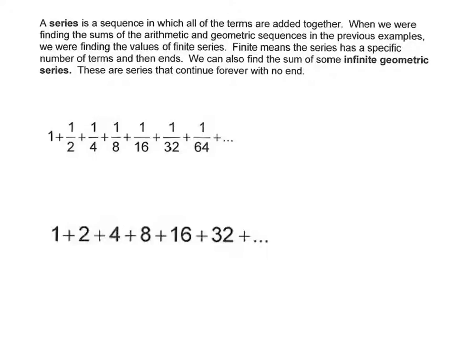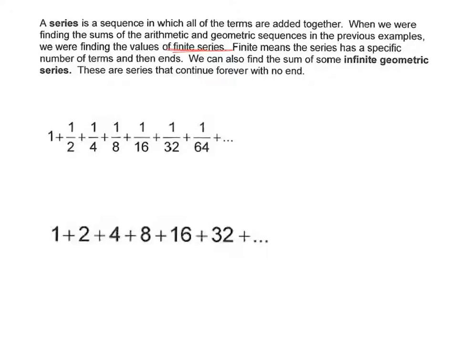A series is a sequence in which all the terms are added together. So when we were finding the sums of the arithmetic and geometric sequences in the previous examples, we were finding the values of a finite series. Finite means the series has a specific number of terms and then it ends. You can count how many terms there are. There are only 5, or there are 15, or there are 100 million, but you can count them.